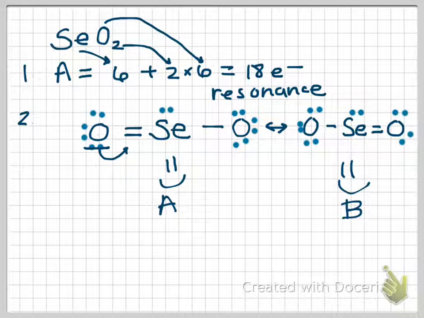So whenever you can write more than one correct Lewis structure that meets the octet rule, meets the bonding requirements, and uses up the right number of available electrons, then we end up with the phenomenon of resonance. And resonance has to have at least some form of multiple bonding. We use this double arrow in order to represent that phenomenon.